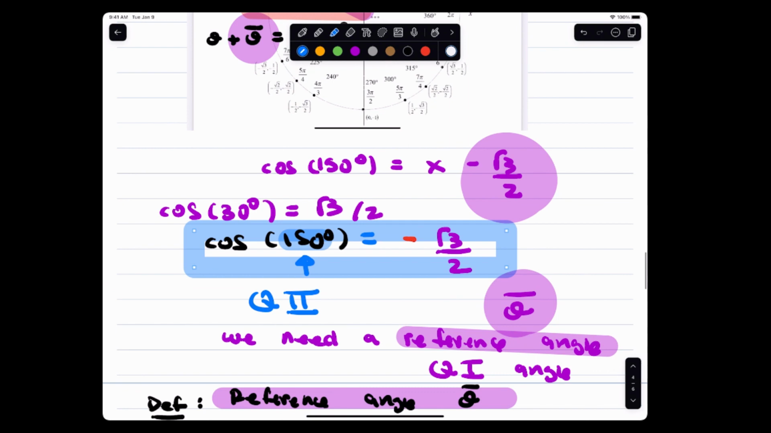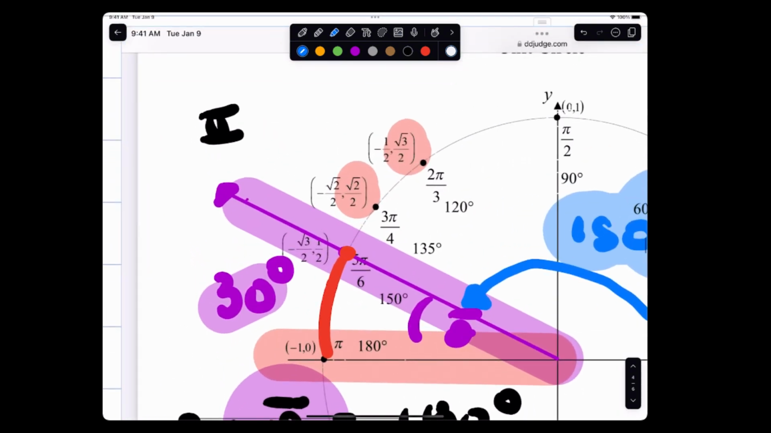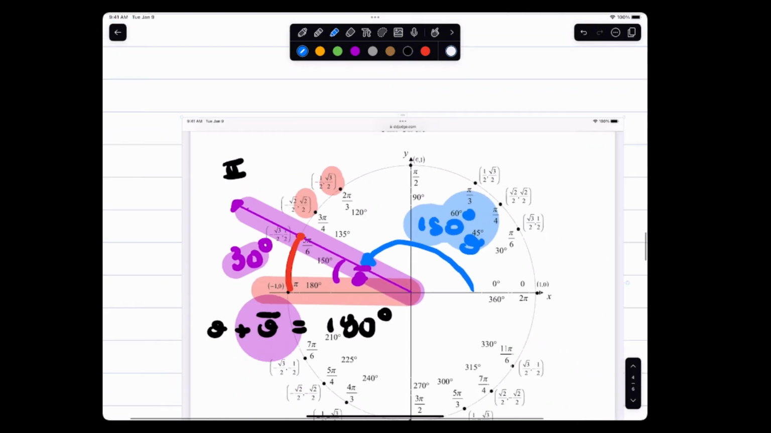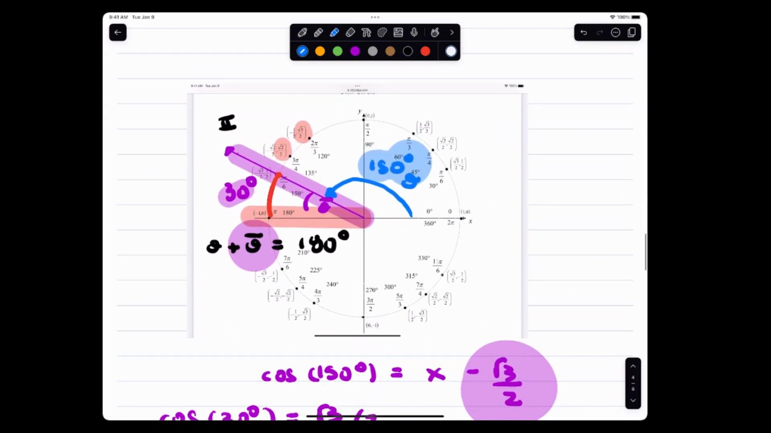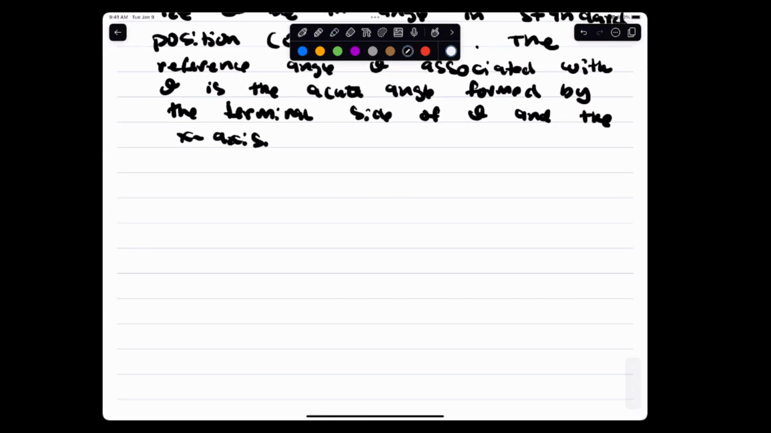But I know what you're thinking. You say, Mr. Judge, why did you just waste my time with this? Is that right? I have the unit circle. I can just look at where 150 is and give you the answer, right? Well, historically, people didn't have these pictures on their test. They didn't have that unit circle. You say, then how did they deduce the answer?